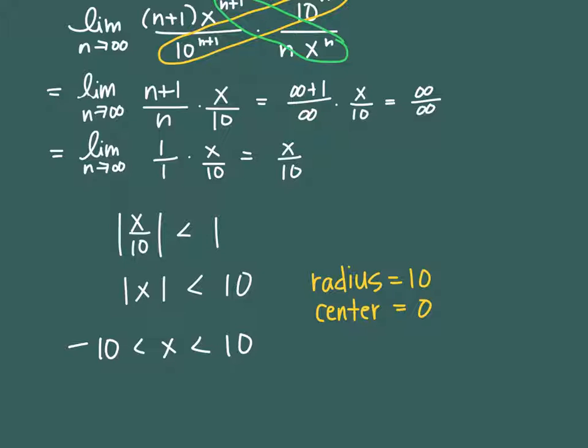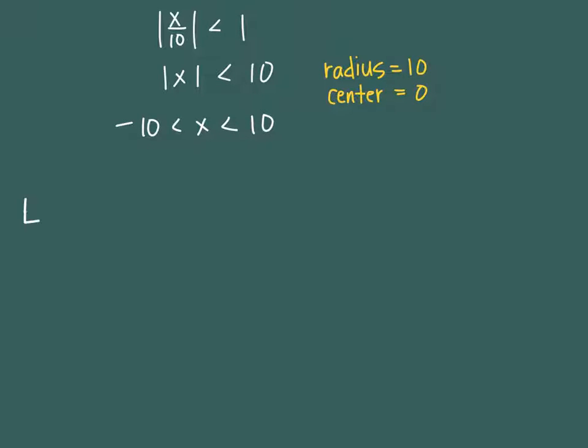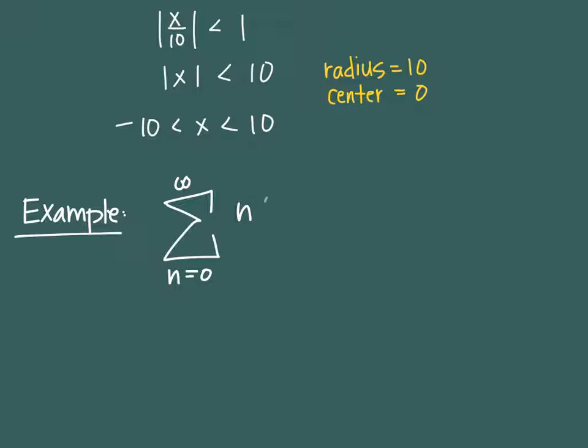Questions on that one? Okay, so let's try another one. All right, so we're going to do the same thing to the following series. So n is 0 to infinity of n times 4x plus 3 to the n over 2 to the n.